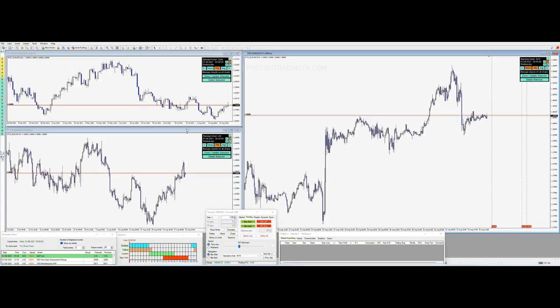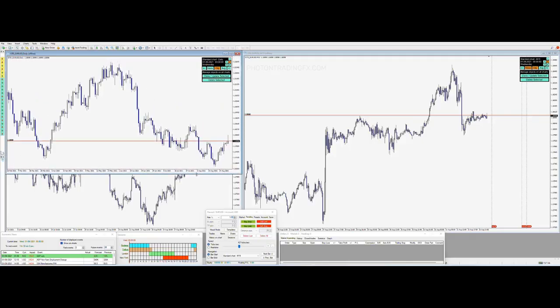I want to just jump into it now before I ramble on any longer, because this will probably take a fair amount of time to get through. So before we start to look for positions, let's do some analysis of the higher time frames. Let's take a look at the daily chart.